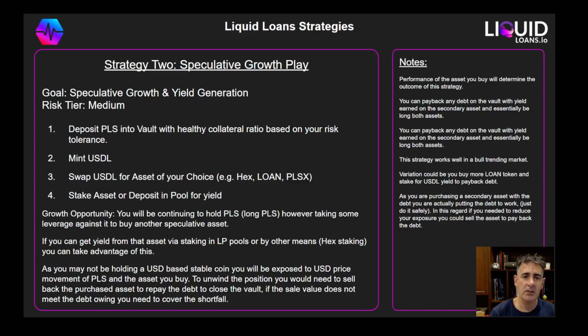So what's the goal of this one? Speculative growth and yield generation. So we're adding that extra little twist to try and maybe get a little bit more out of the value of our assets. So we put this into the medium risk tier. What does that mean? We've definitely got more exposure to USD values in the assets we're holding. And that consequently means that, as an offshoot of that, we've got a little bit of exposure. Maybe we could get liquidated, okay? Depending on how degenerate you go on what assets you use in this speculative growth play.